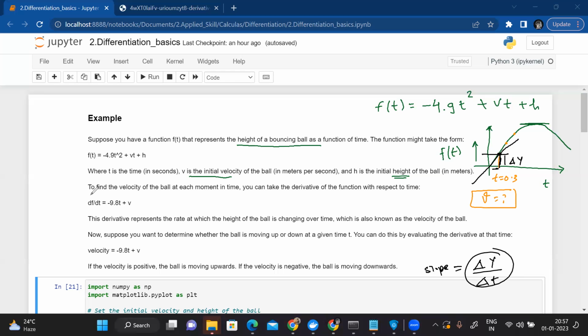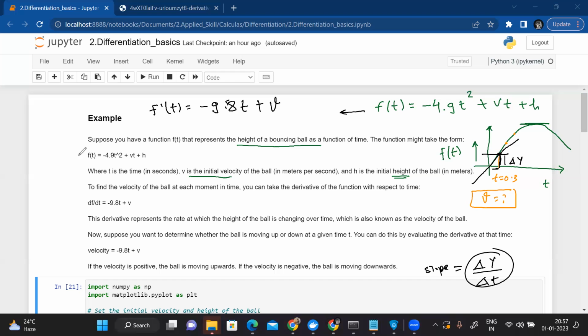Okay, let's come to the point. So how to find out the derivative? We have not yet studied it, but we can find out the derivative. So to find out the derivative of this function, this is the x power n formula we'll apply here. So this is going to be minus 9.8 t plus, here the power comes outside, and with respect to t, if I differentiate t, this is only one, and h is a constant, so that is going to be zero.